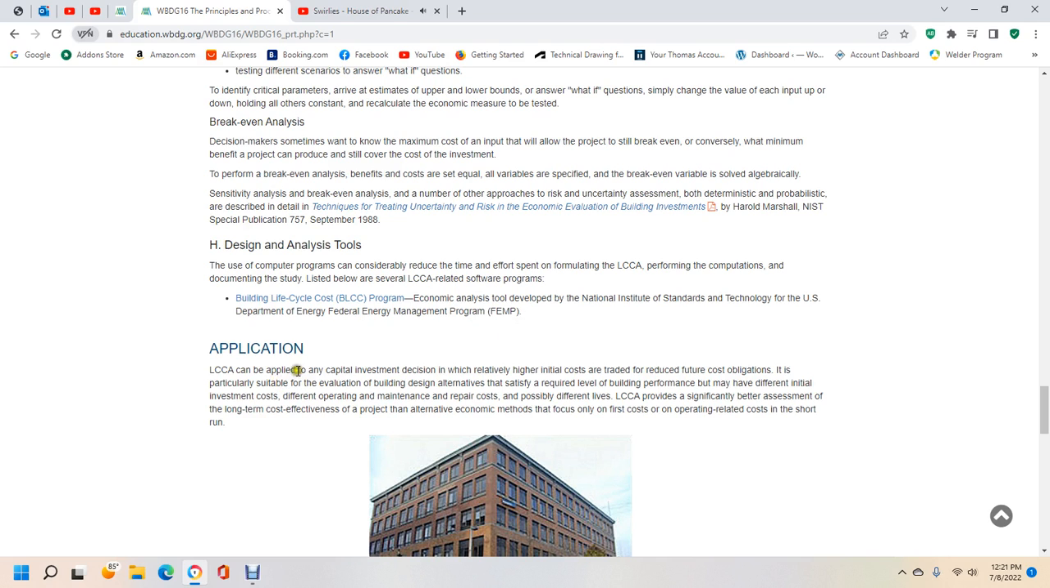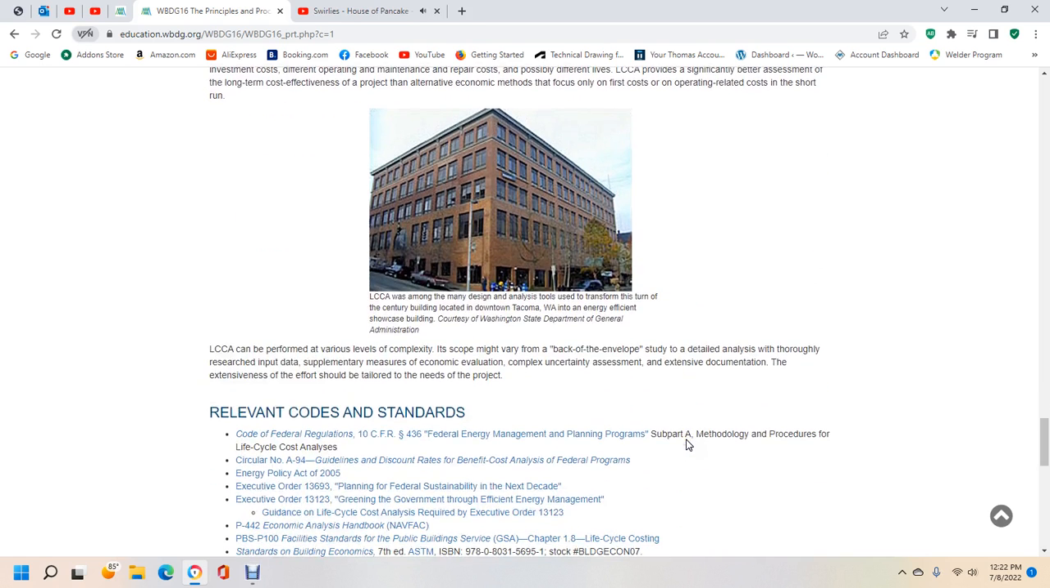Application: life cycle costs can be applied to a capital investment decision involving a relatively higher initial cost with a trade-off of future obligations. It is particularly suitable for the evaluation of building design alternatives that satisfy the required level of building performance but differ in initial costs, operating, maintenance, and repair costs, with the possibility of different lives. Life cycle cost analysis provides a significantly better assessment of the long-term cost effectiveness of a project than economic methods that focus on first cost or operating-related short-run costs.